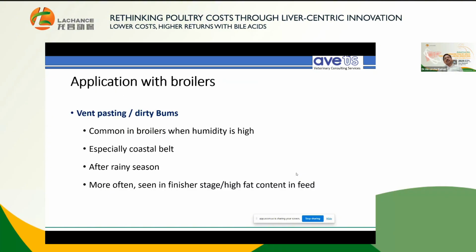And the next application is in broilers, particularly in the pasty condition. My previous speaker talked about how the heat index plays a role, particularly in mortality. We have seen in our areas, particularly the Indian coastal belt, there is wet droppings. Obviously, in that condition heat increment is high, so fat absorption or fat utilization comes under question and is not optimal. We have seen this during the rainy season as well, and more often in the finisher stage, when a high fat content is used and if it is not properly utilized or metabolized, it leads to a fatty condition.